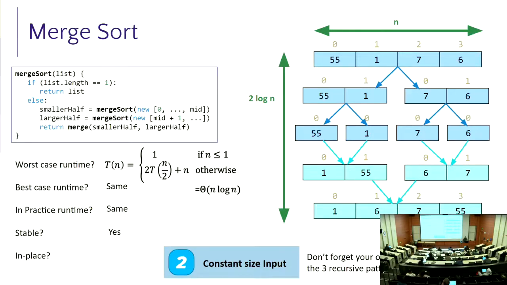Is this an in-place sort? No. Look at how many arrays are on the screen right now. And remember, arrays can't grow or shrink. So that means I had to duplicate the memory at every single recursive level. So it is definitely not an in-place sort.